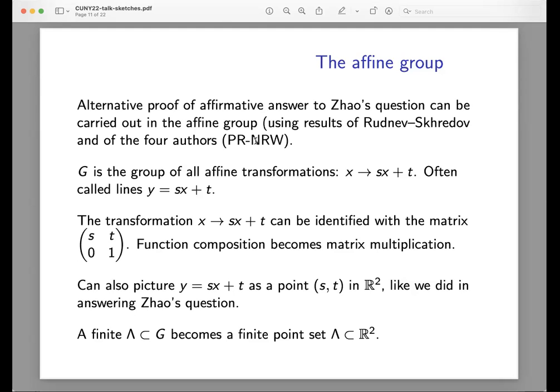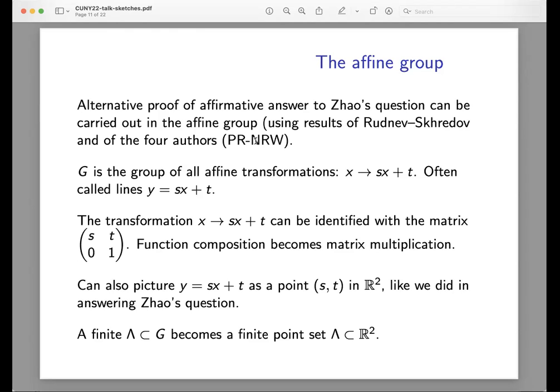You can also think of it as lines. You think of the image as y, then the line is y equals sx plus t. You can also think of it as matrices. So you have the column vector (x, 1), and you multiply it with the matrix with s, t on the first row and 0, 1 on the second row. And this gives you sx plus t in the top component and 1 again in the bottom component. So you can also think of it as a matrix group. And as you probably imagine, because we have matrices, the composition of two affine transformations corresponds to matrix multiplication.